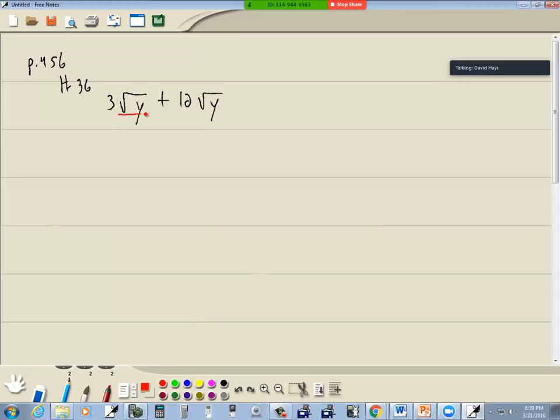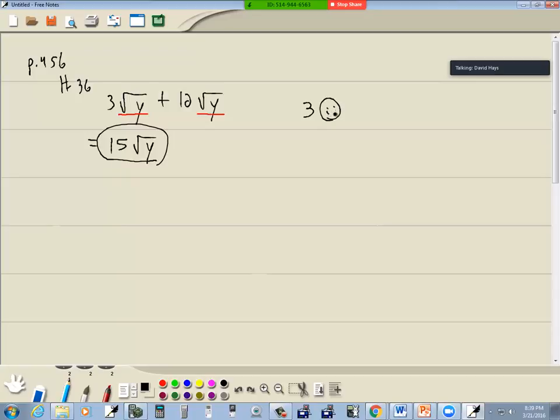If this item here is the same as this item, excluding the numbers in front of them, no matter what it looks like, then you add or subtract the numbers that are in front of them. Since these are both square root of y's, 3 plus 12 would give us 15 square root of y. And that would be our answer. Like items. It doesn't matter what you're working with.